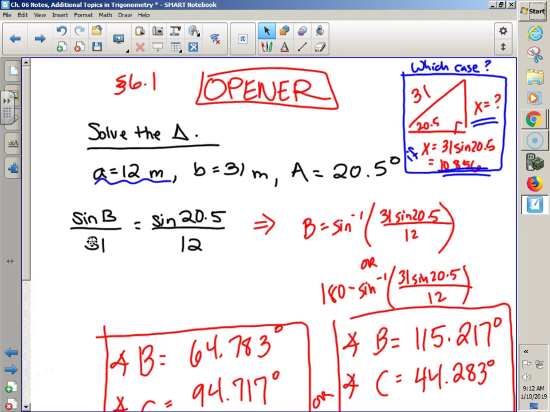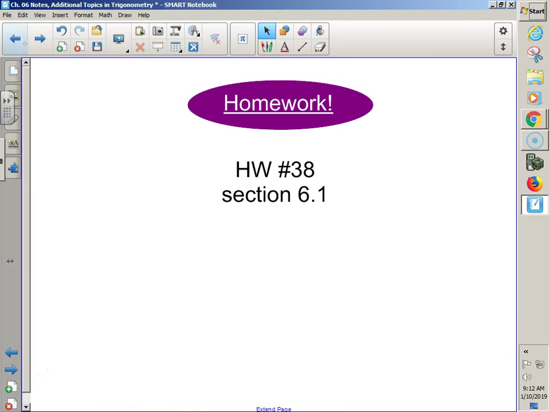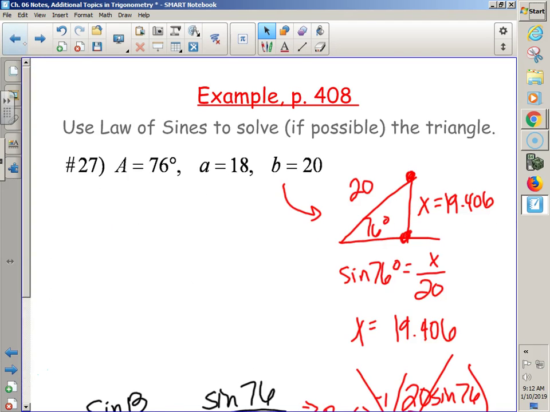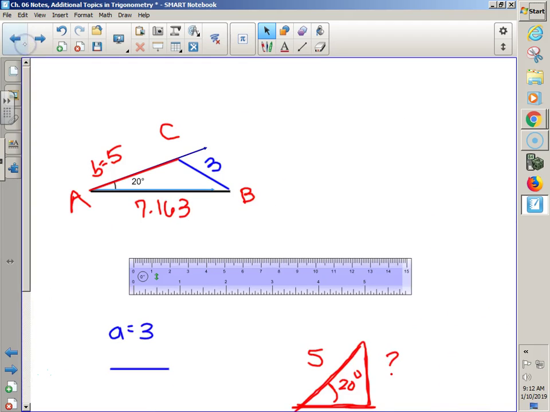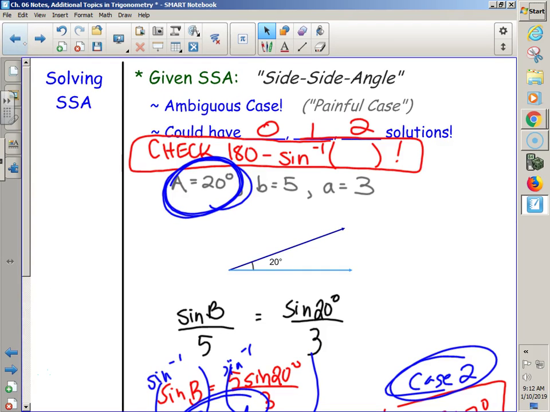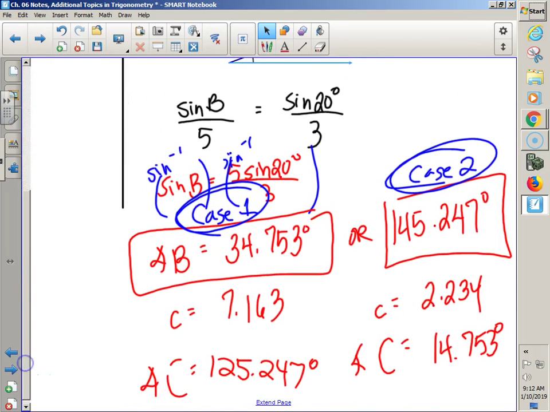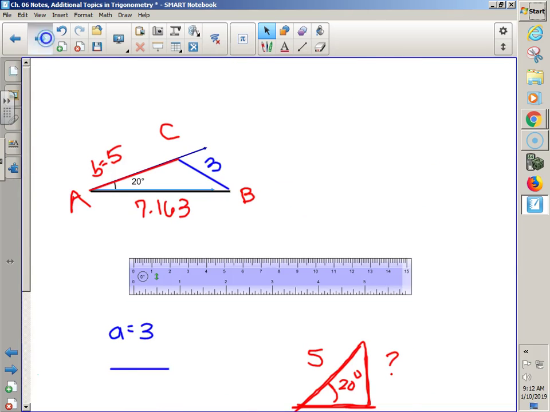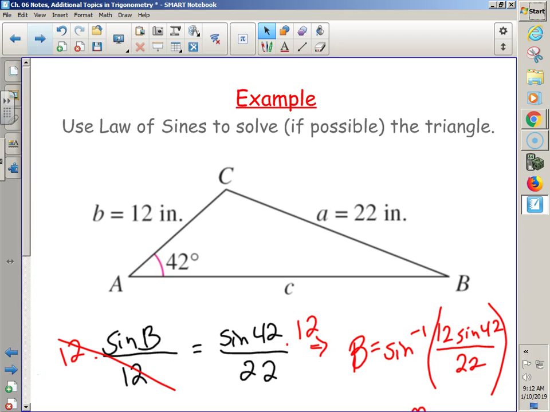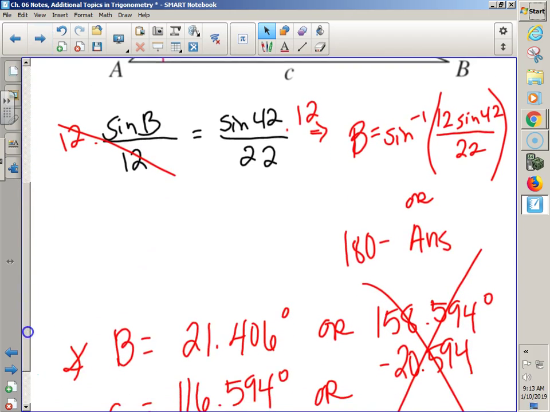in the notes, what did I make you guys write that you should have written? When you do SSA, what should you check? 180 minus. Check 180 minus and compare to the other angle and say, hey, is there room for you? Remember yesterday, and the one that we were finishing up from the day before, yeah, there was room for a third angle in both. The next example that we did, nope, that was a visual, sorry. The next example that we did, sine inverse, and we checked 180 minus sine inverse.